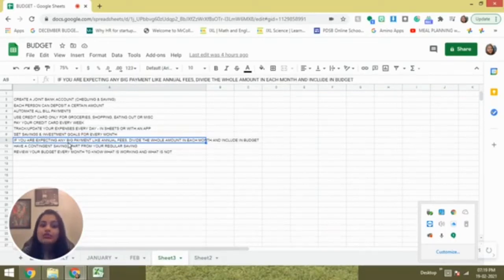If you're expecting any big payment like annual fees, divide the whole amount into each month and include it in the budget. For example, you are taking Amazon as an annual subscription. Take the complete amount, divide it into 12, and include it in each month. That way you will have the particular amount in your bank account when it's due.